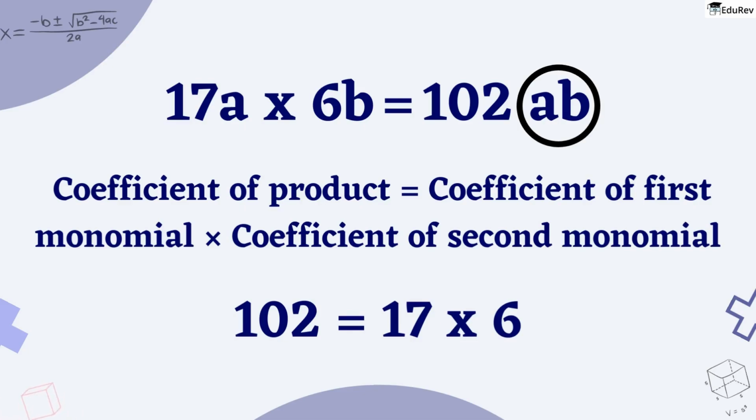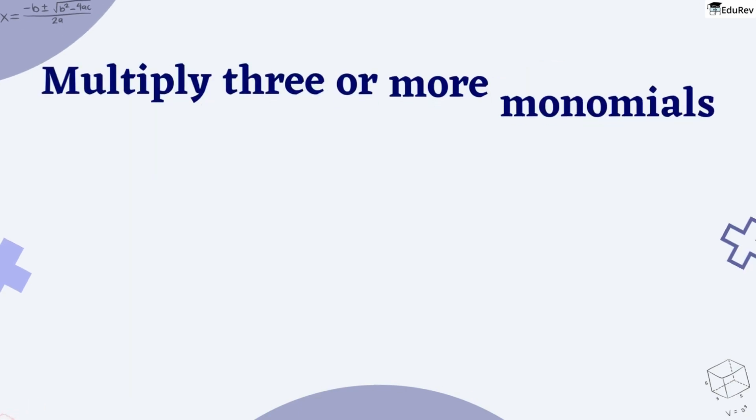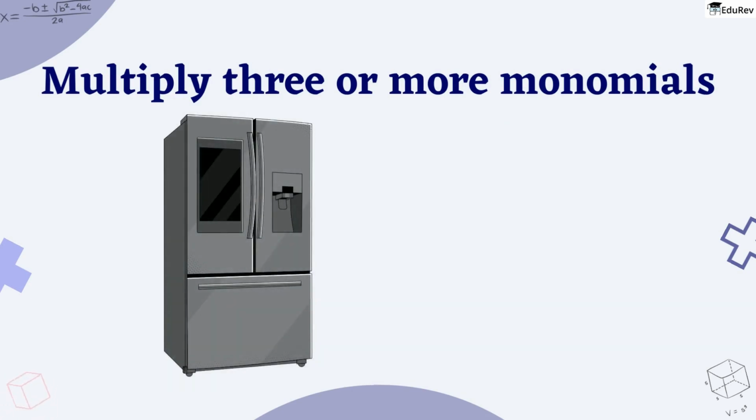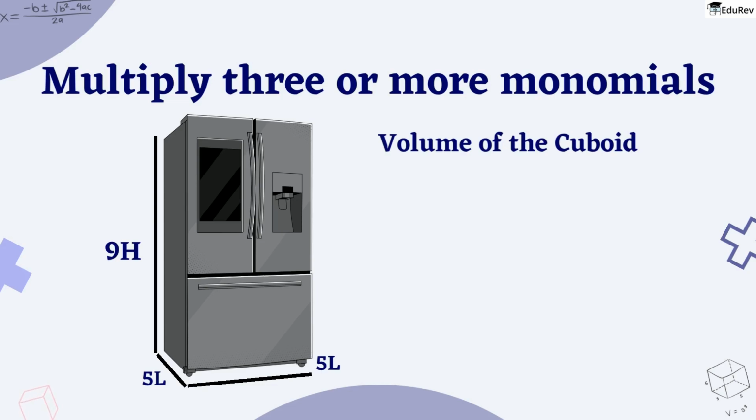Now that we know how to multiply two monomials, we will learn how to multiply 3 or more monomials. Imagine you are buying yourself a refrigerator and you have to put it in one corner of the room. The length and breadth of the refrigerator are 5L each and its height is 9H. Find out what space of your room the refrigerator takes up. To do so, you calculate the volume of the cuboid, that is, length into breadth into height.